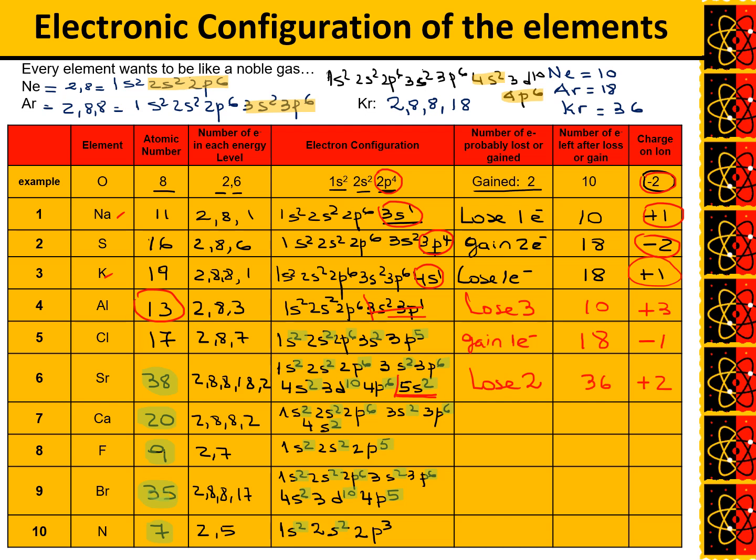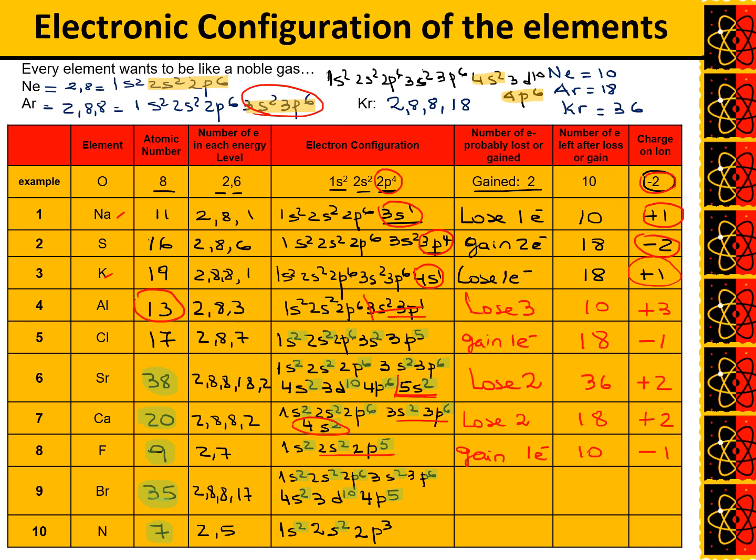Now, in the case of the calcium, again, it's going to lose these 2 electrons to get the configuration of a noble gas. So again, lose 2. Instead of 20, it's going to be 18, and the charge is going to be +2. In this one is P5, and the electronic configuration of the noble gas, remember that is 3p6, so it's going to gain 1 electron. So instead of 9, it's going to be 10 electrons, and the charge is going to be -1.